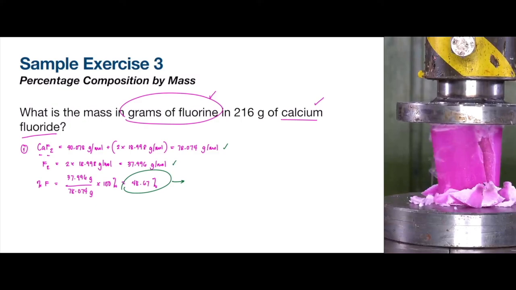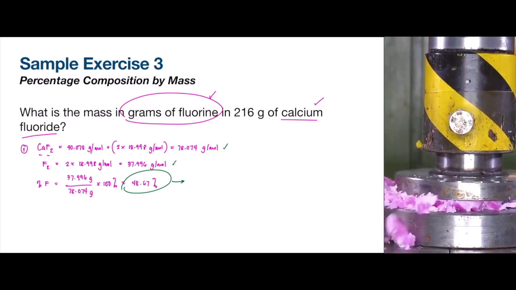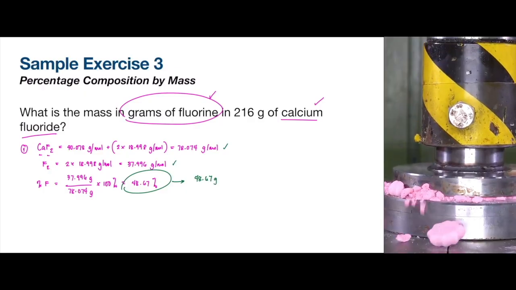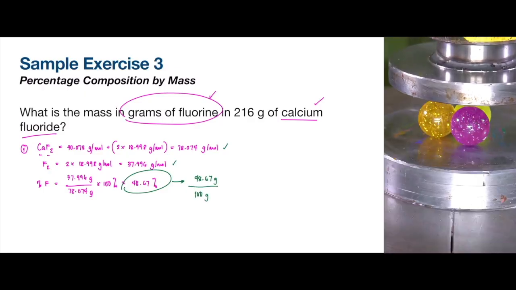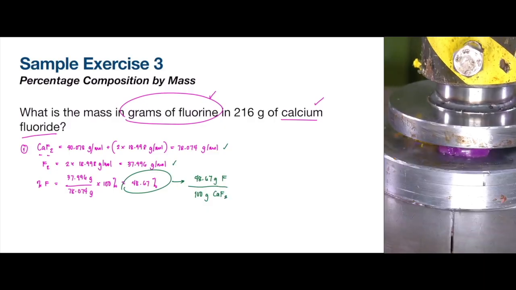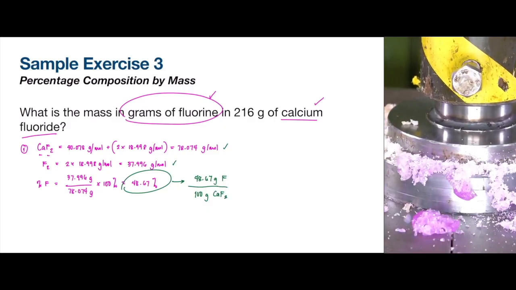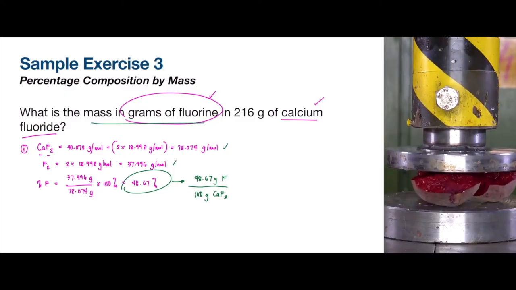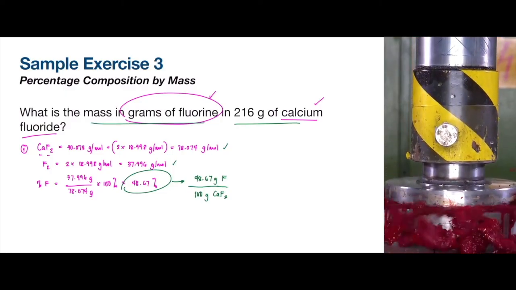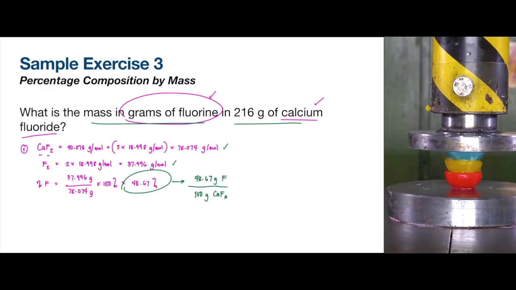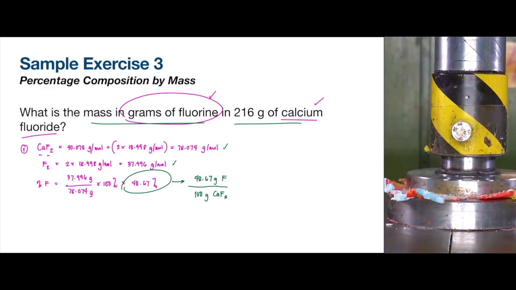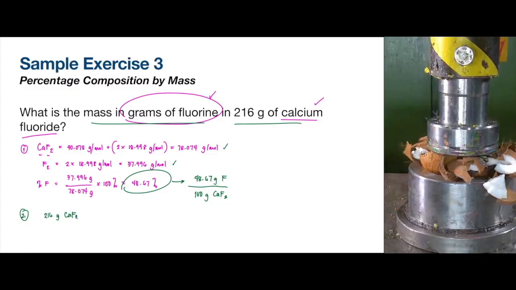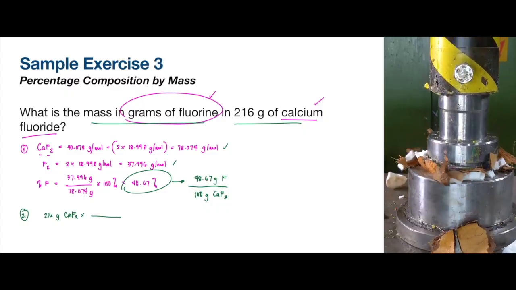Again, just to repeat, the key concept in this problem is to use this percentage as a conversion factor. We will write this mass percentage as 48.67 grams of fluorine per 100 grams of calcium fluoride. Now that we have our conversion factor, we can now solve for the mass in grams of fluorine in 216 grams of calcium fluoride. We will write it this way. We will write 216 grams of calcium fluoride multiplied by the conversion factor.